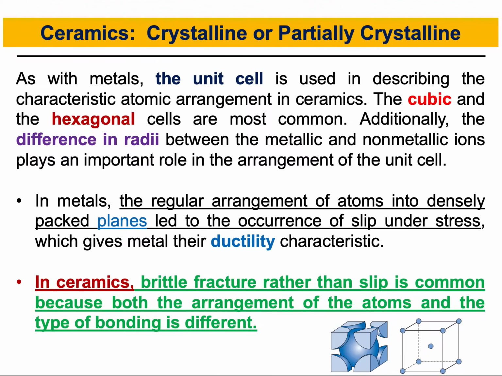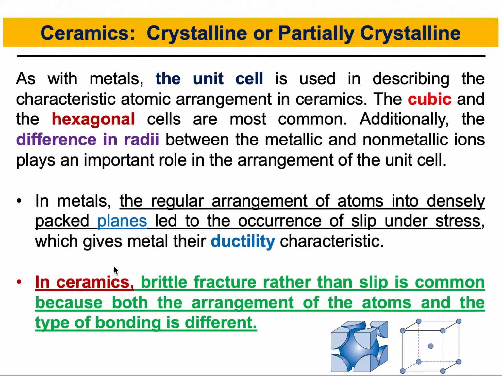In metals, if you remember, the regular arrangement of atoms is into densely packed planes, and these planes were moving, slipping, and sliding. Because we have these planes, we had something called slipping under stresses, and that resulted in plastic deformation and gives the metal its ductility. And that's how we characterize metals.